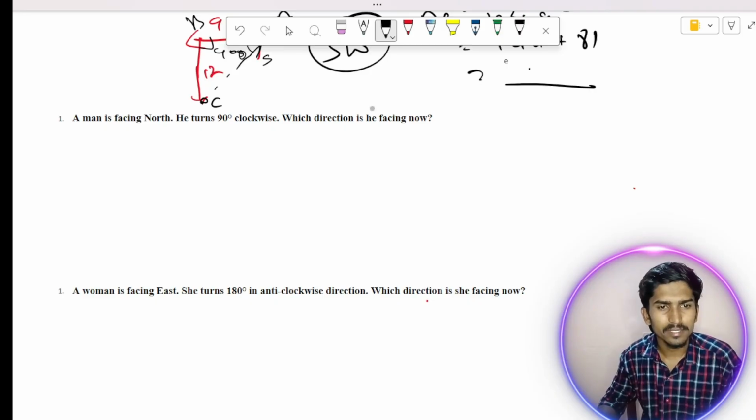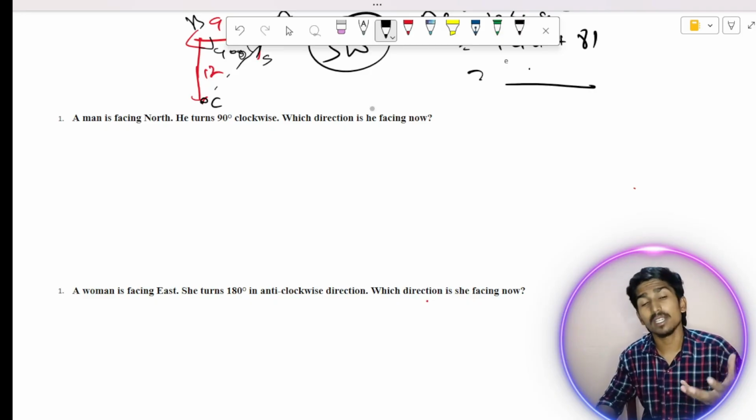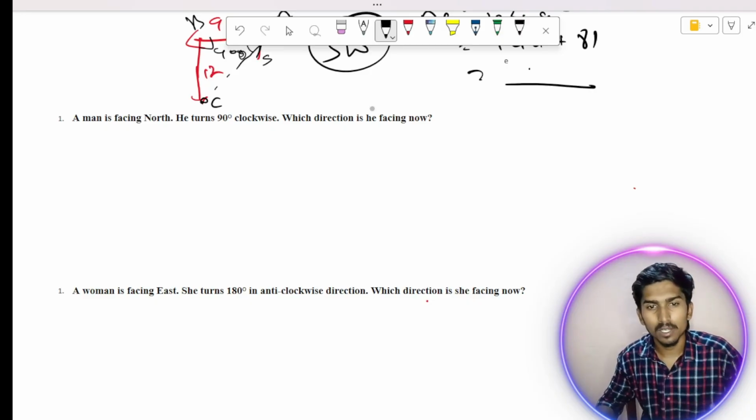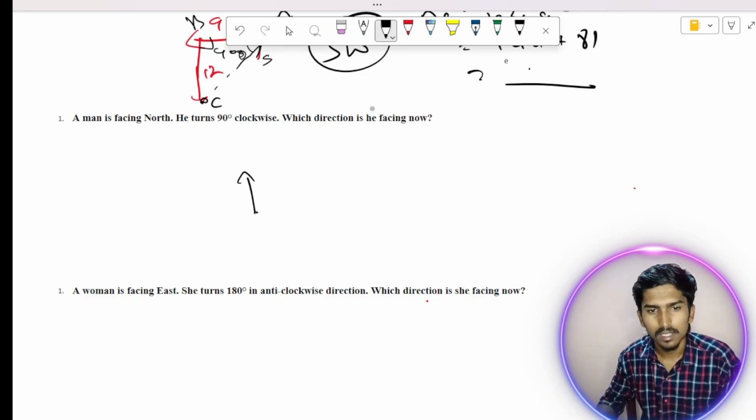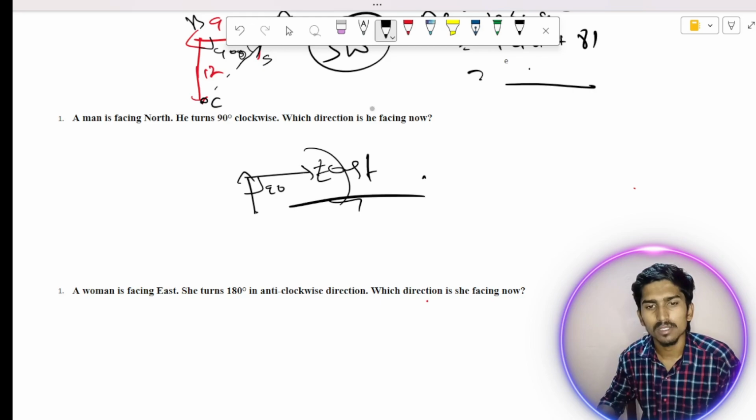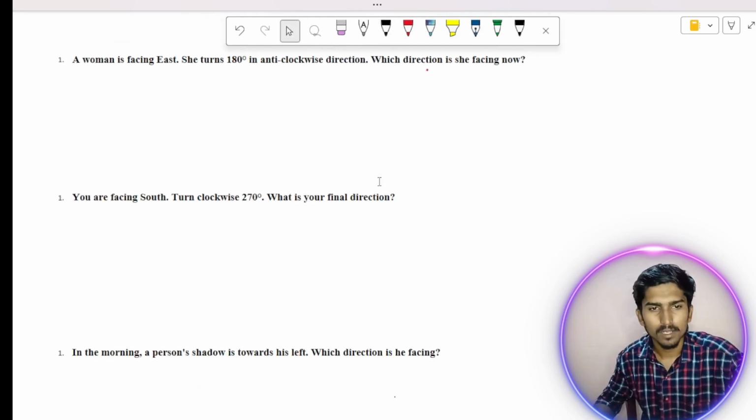A man is facing north. He turns 90 degrees clockwise. These are the types of clockwise and anti-clockwise questions. For example, a man is facing north. He turns 90 degrees clockwise, which means a right turn. Which direction is he facing now? He is facing towards east. Simple question. That's all. Go to the next question.